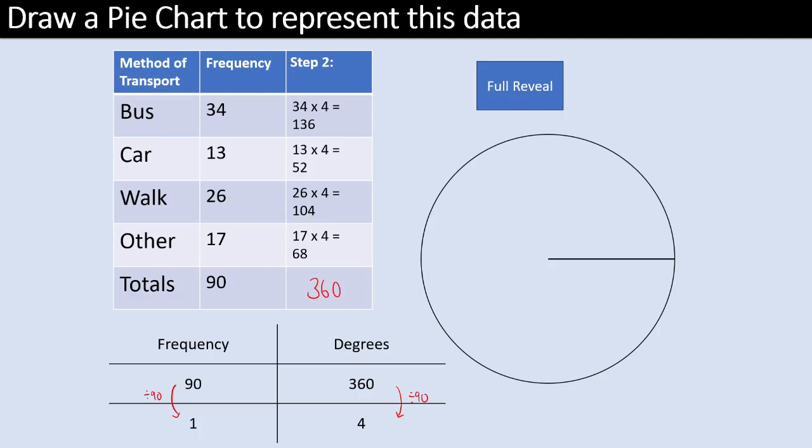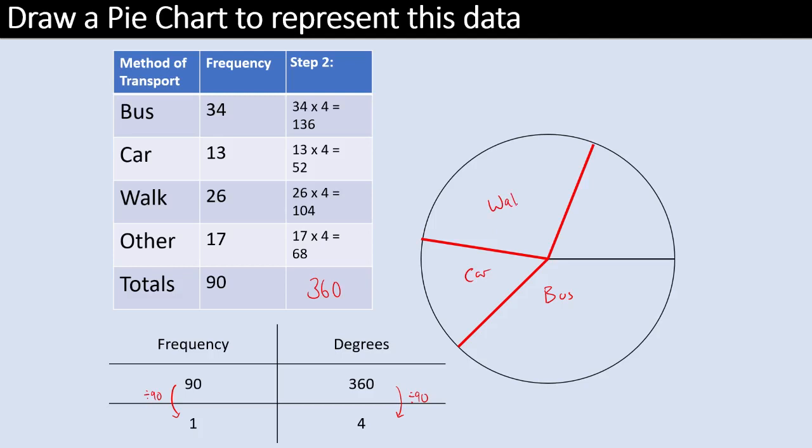Okay? And if you're drawing the pie chart out, your sections should look something like this. So we have our bus, we have our car, we have our walkers, and our others. You can write the degrees in there if you wish. It's not always necessary, especially if you've got them in a table like we've got here.